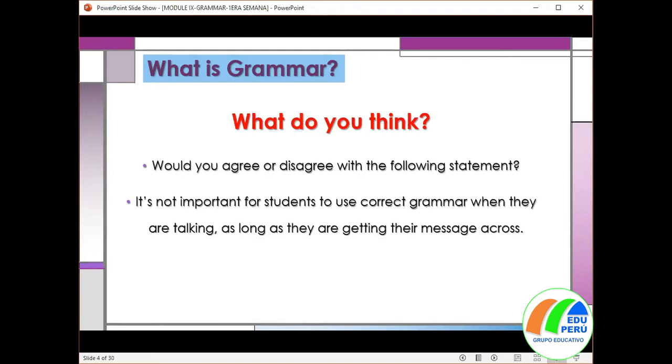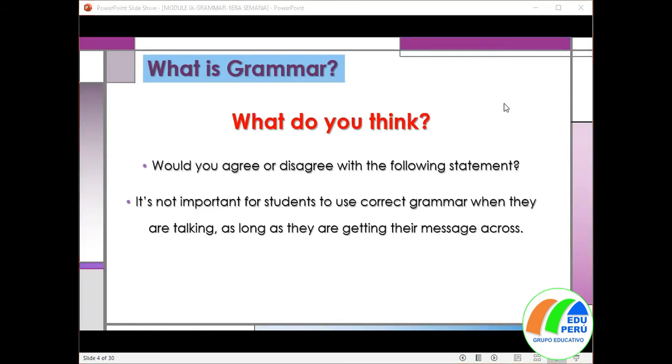It's not important for students to use correct grammar when they are talking, as long as they are getting their message across. So according to this statement, it's not important to use correct grammar when we speak. The most important thing is to communicate, to transmit your message. What is your opinion? What do you think about this statement? Tell me, please. You can use the chat.